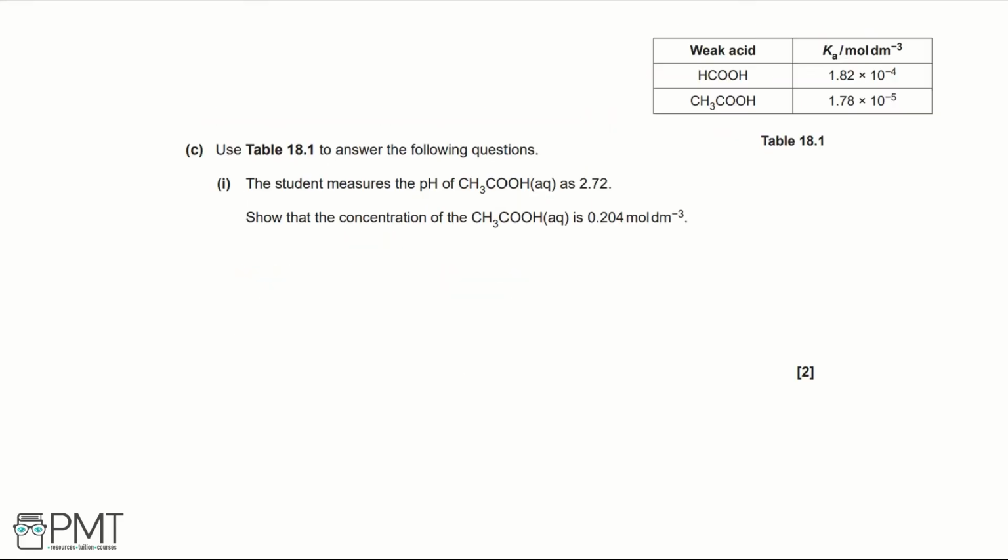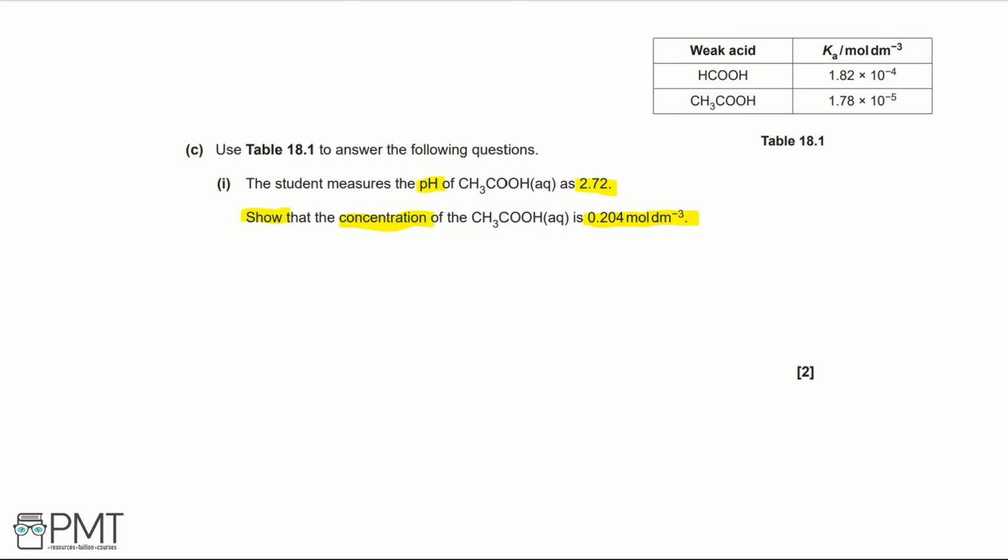Part C. Use table 18.1 to answer the following questions. Part 1. The student measures the pH of ethanoic acid as 2.72. Show that the concentration of ethanoic acid is 0.204 moles per decimeter cubed. So the first thing to do with this question is highlight the important pieces of information. So first key piece of information is that we've got a pH of 2.72 and we have a concentration of 0.204 moles per decimeter cubed that we're trying to show.